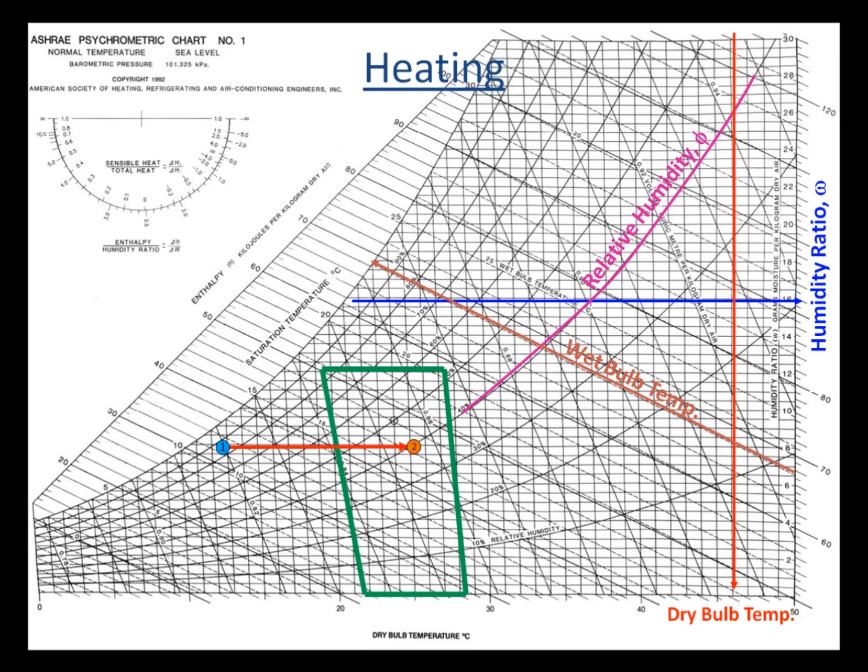Now, just like with cooling, except obviously working the opposite direction, I'm adding heat, so my dry bulb temperature is increasing. You can see these diagonal lines. I start at a lower wet bulb temperature, so my wet bulb temperature has increased. My relative humidity has decreased, though my humidity ratio, again, has remained constant.